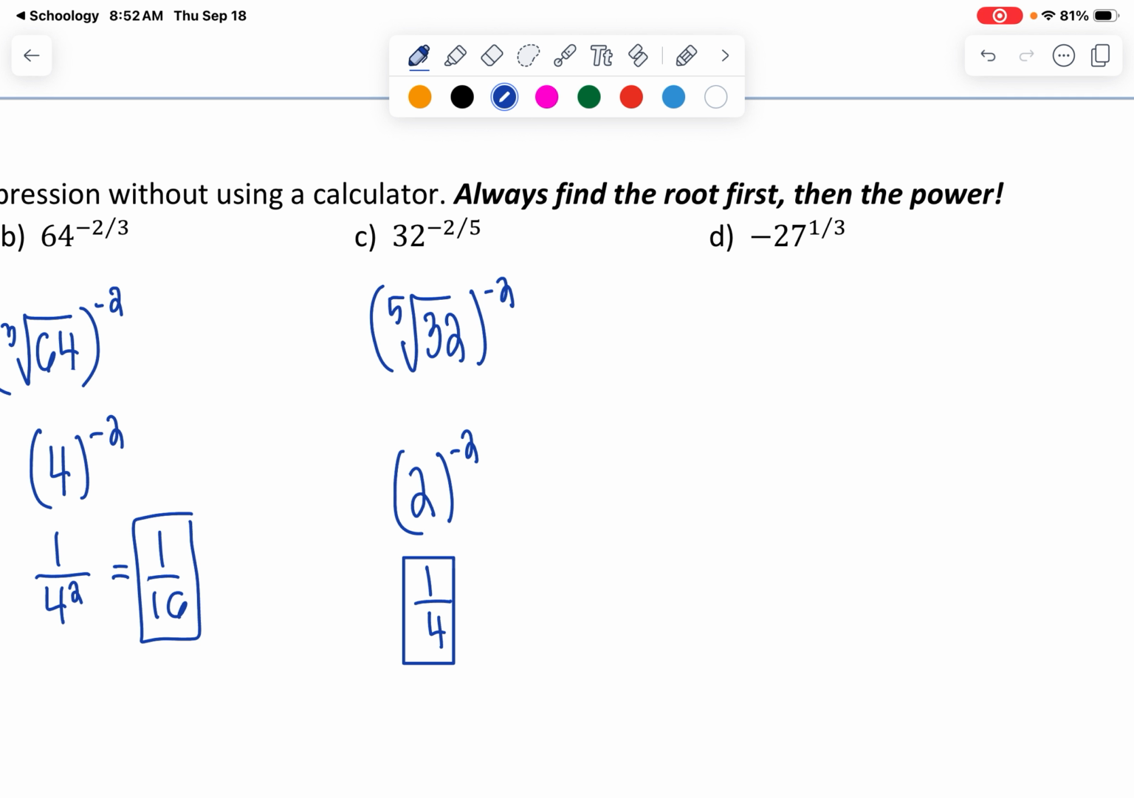Last one, we have negative 27 to the 1/3 power, not to be confused with 27 to the negative 1/3 power. So this is negative 27, the cube root of that, and then that's to the first power, right? Or just the cube root of negative 27, let's be serious, which is negative 3. Okay?